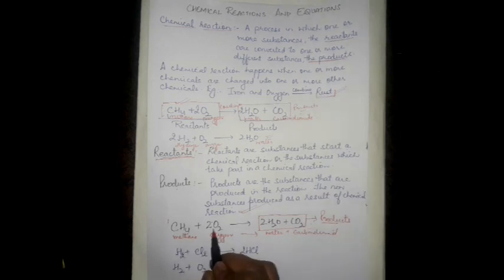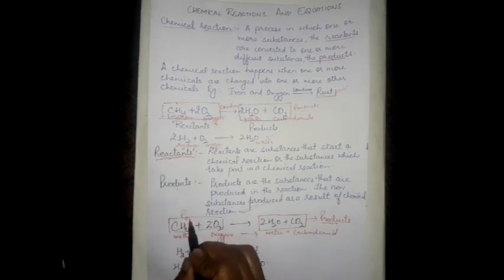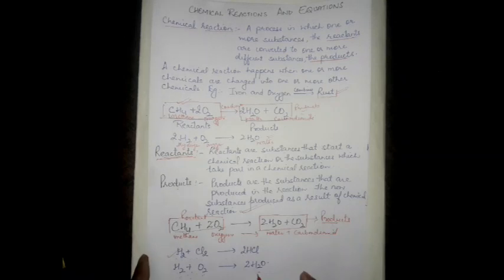And the reaction is started with methane and oxygen. So these are known as reactants. Got it? Now I will take one more example. H2 plus Cl2 gives you 2HCl. Here H2 and Cl2 are reactants and HCl is a product. One more example, H2 plus O2 gives water. Here H2 and O2 are reactants, and H2O is the product.